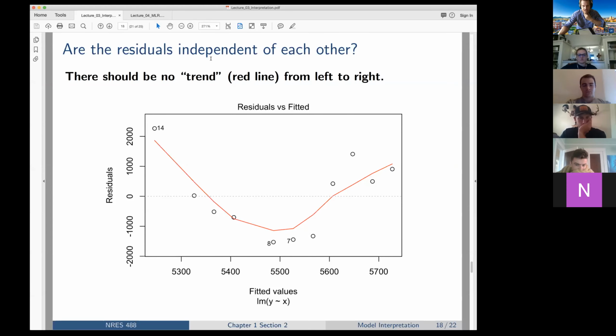All right, here's the first one. Are the residuals independent of each other? What we're looking for in this plot is that this red line should be pretty straight and follow 0. Now, when we only have 15 or so data points, there's going to be some movement of this red line. But what we don't want to see is what we see here. There's a clear trend in the data. It starts up high, above our fitted line, goes down, below our fitted line, and then goes back up. So this is a clear violation of our assumption of independent residuals.